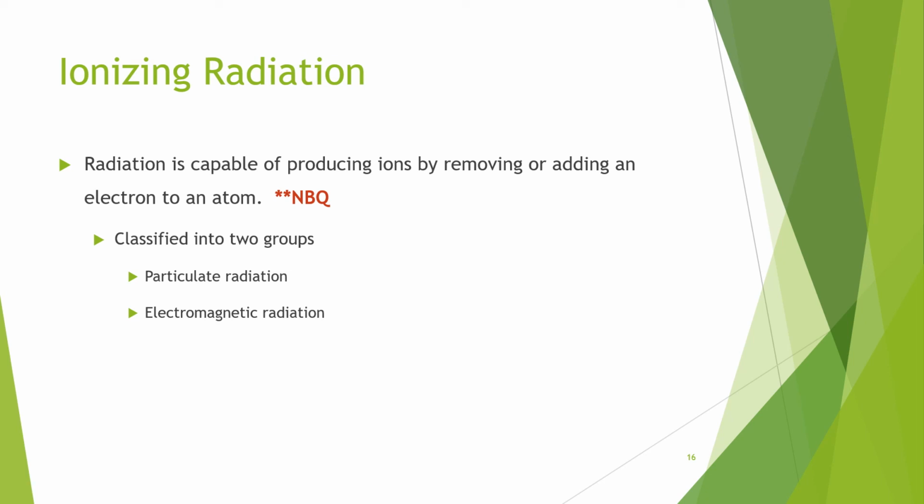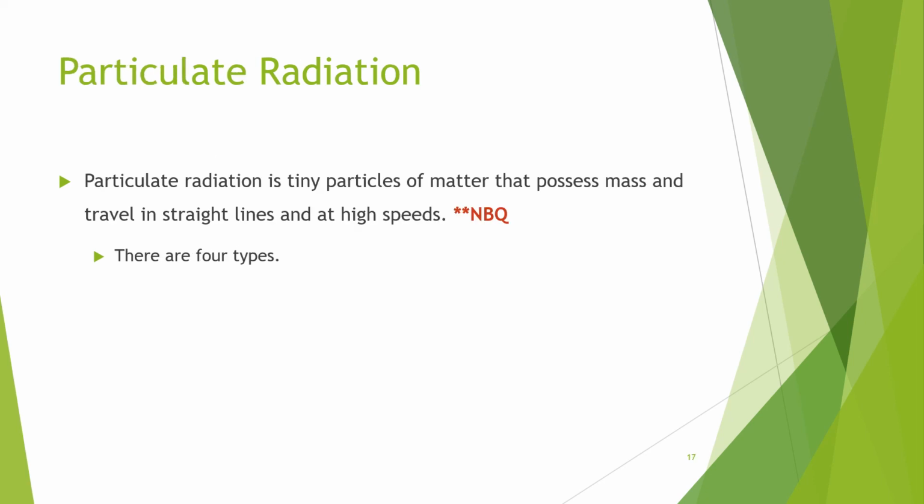Here we have ionizing radiation, and this is radiation that is capable of producing ions by removing or adding an electron to an atom. That will probably be on your boards. It's classified into two groups. There is particulate radiation, and then there is electromagnetic radiation. Particulate radiation are tiny particles of matter that possess mass and travel in straight lines and at very high speeds. There are four types of particulate radiation.